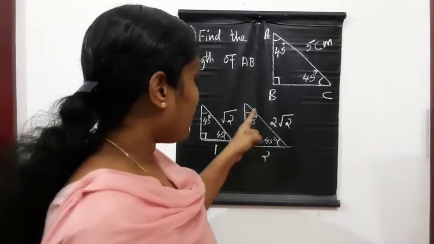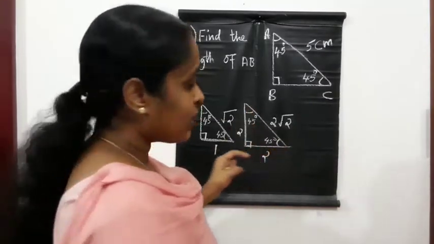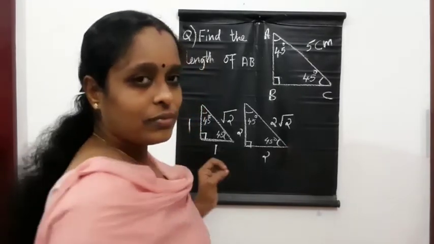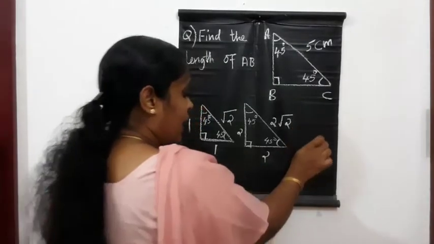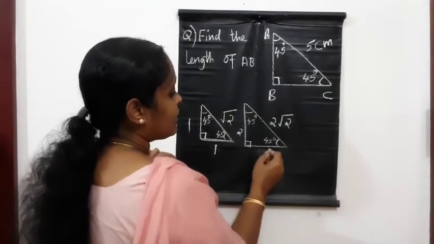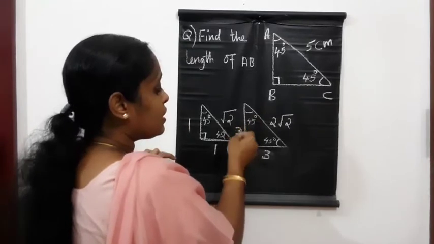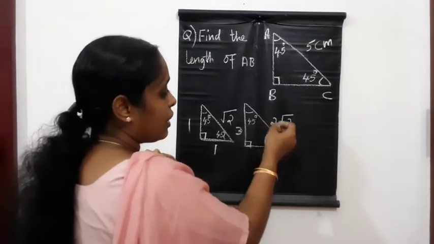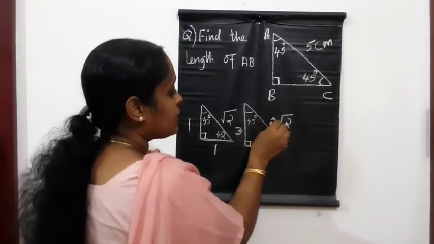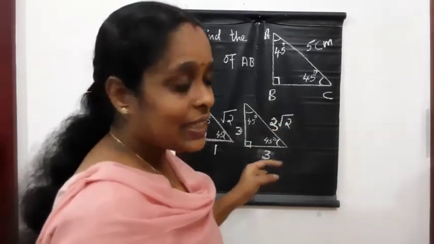After finding the value, we find that the length of hypotenuse is 2√2. So again, if I am changing this value as 3 centimeter, here it is also 3 centimeter. After finding the value of hypotenuse, we can see that this is 3√2. The length of hypotenuse is 3√2.